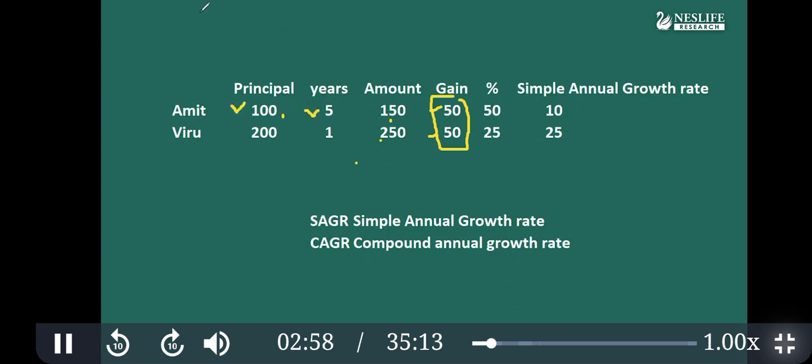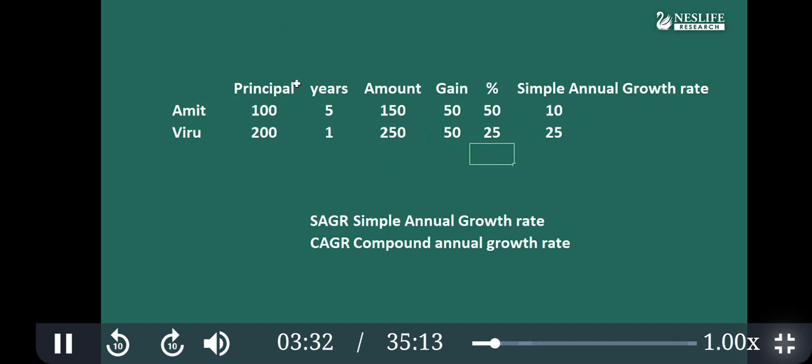So to make the comparison appropriately, we have to standardize. The first step in standardization is to take the percentage of return. How do we do that? We divide whatever amount we get by the principal amount. That means 50 rupees divided by 100 rupees, and we get the return, that is 50%. Similarly here, 50 rupees gain divided by 200 rupees, percentage gain is 25%. Is it comparable? No, still it is not comparable because time is different.